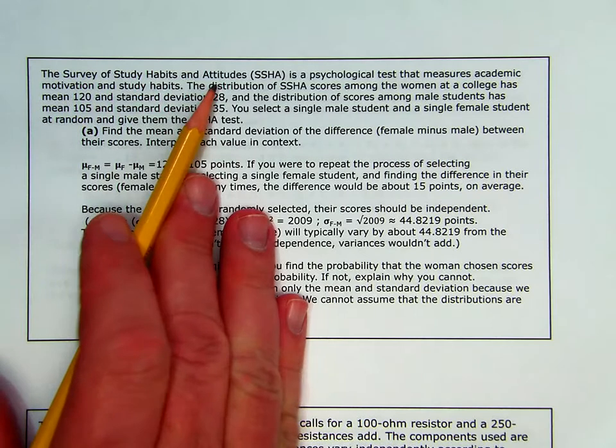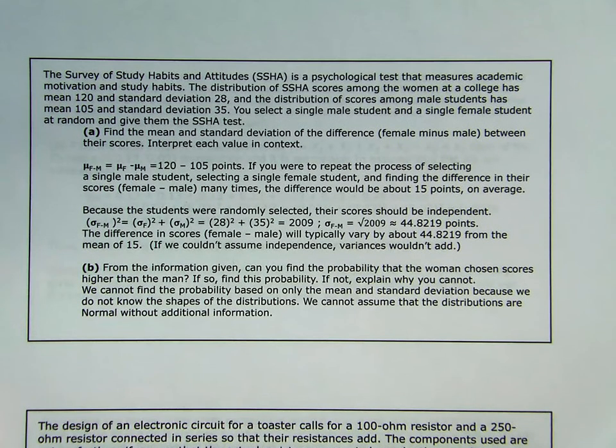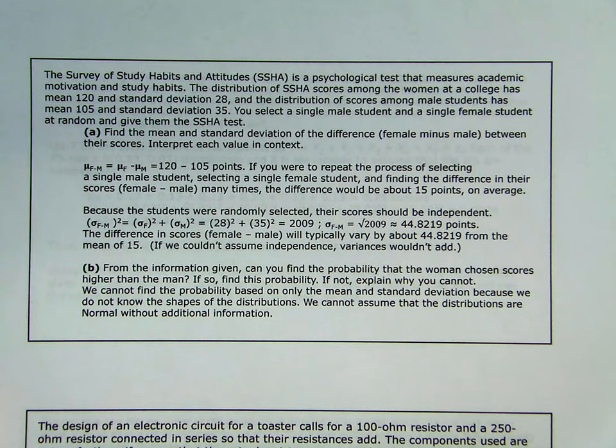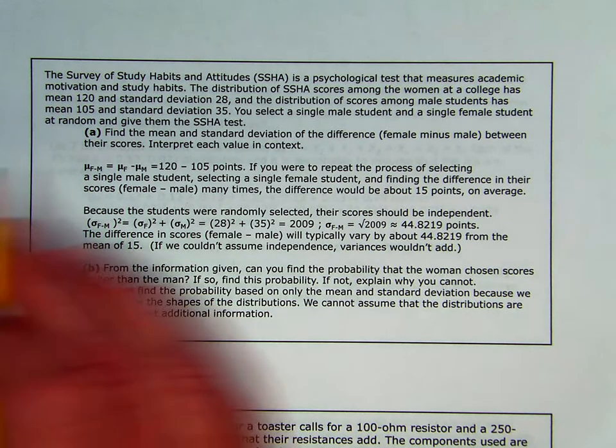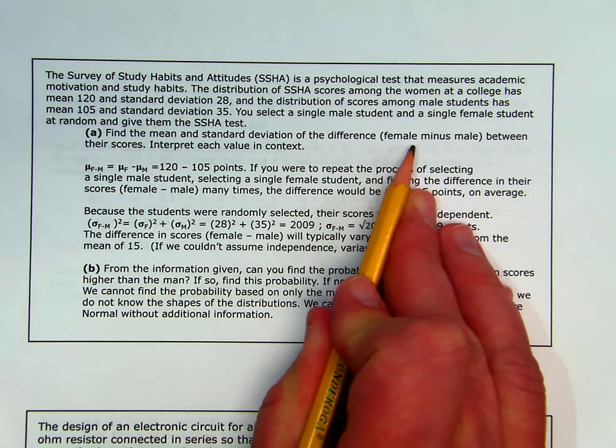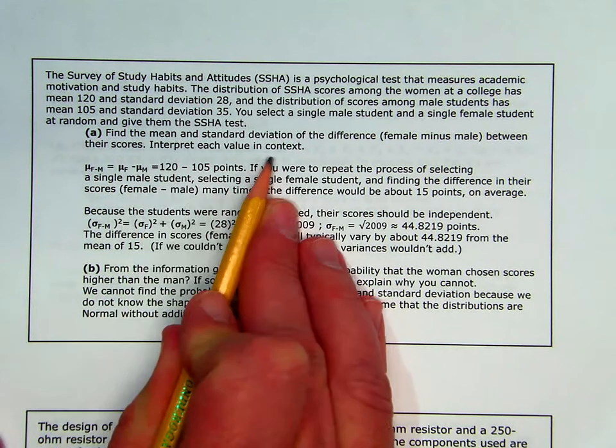Okay, next question. The Survey of Study Habits and Attitudes, SSHA, is a psychological test that measures academic motivation and study habits. The distribution of SSHA scores among women at a college has a mean of 120 and a standard deviation of 28. The distribution of scores among male students has a mean of 105 and a standard deviation of 35. You select a single male student and a single female student at random and give them the SSHA test. Find the mean and standard deviation of the difference, female minus male, between their scores and interpret each value in context.